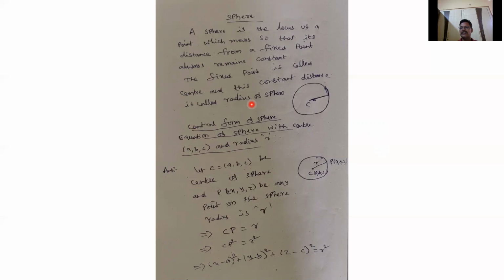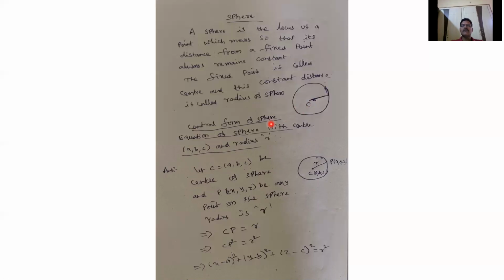So sphere means the locus of all points which are at a constant distance from a fixed point. And the fixed point is called the center, and the fixed distance is called the radius of the sphere. Suppose this is a sphere, take any point on it; from that point to the center is equidistant. So any point on the sphere to the center is a constant distance. This distance is called the radius.